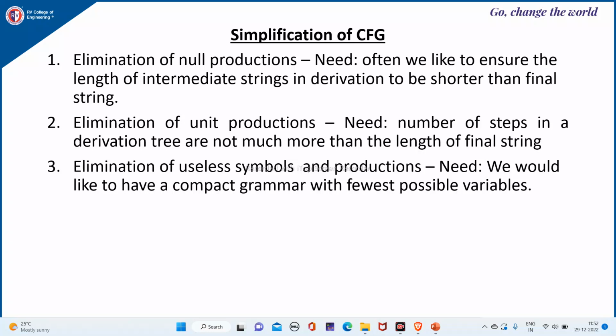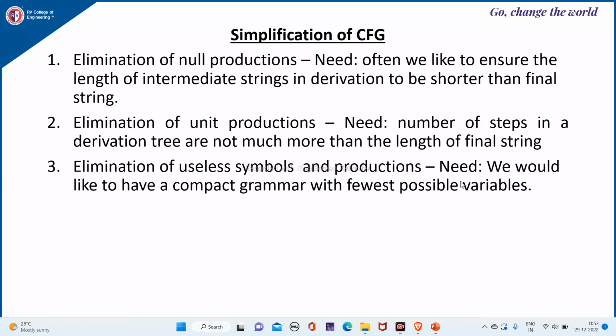So the need is that the number of steps in the derivation tree are not much more than the length of the final string. If you just have the unit production, it just increases the length of the derivation tree. It is unnecessary. Next is the elimination of useless symbols and productions.